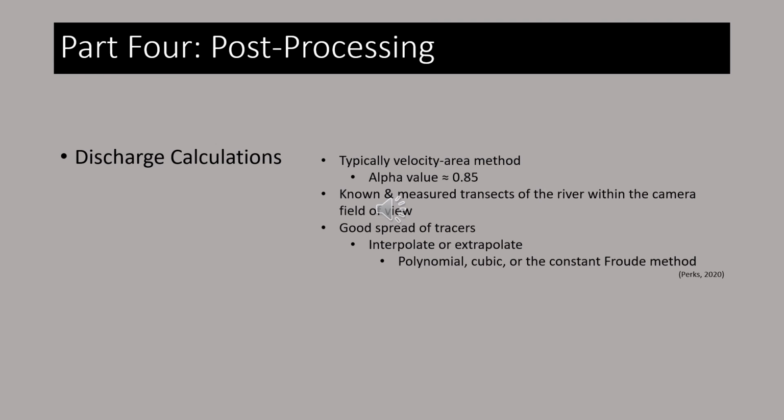One issue that you might see when trying to calculate discharge through image velocimetry techniques is that the river surface has to have a good spread of traces. Where that's not the case, and you've not got good velocity outputs, it's possible to interpolate or extrapolate measurements using polynomial, cubic, or constant Froude methods, just to fill some of the velocity gaps that we might see on the surface to get a better understanding of the discharge.